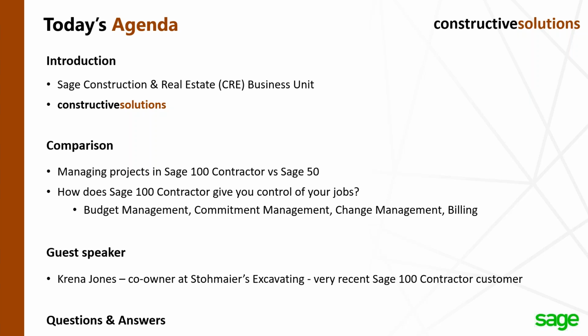From a comparison perspective today, we're going to contrast how you manage projects in 100 Contractor versus Sage 50, and typically a series of Excel spreadsheets to manage the different components because those functions aren't built into Sage 50. And how does 100 Contractor give you control of your jobs? I'm going to focus on budgeting, commitment management, change order management, and a little bit of billing.